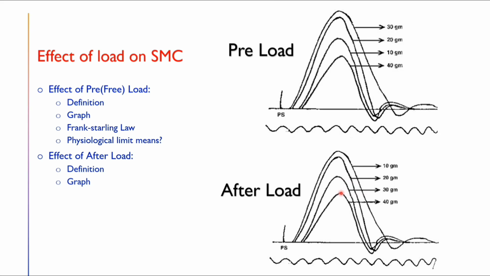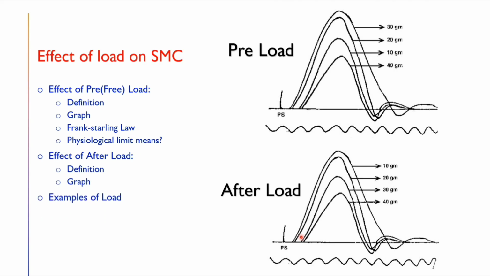Why is this happening? Because there is no Frank-Starling law for afterload. Remember this. If a viva question is asked, there is no Frank-Starling law for afterload, and that is the reason there is a continuous decrease in the height of the curve. In preload, because there was Frank-Starling law, initially it was increasing and then decreasing. But here, because there is no Frank-Starling law coming into action, there is a continuous decrease of the height of the curve when we increase the load gradually.